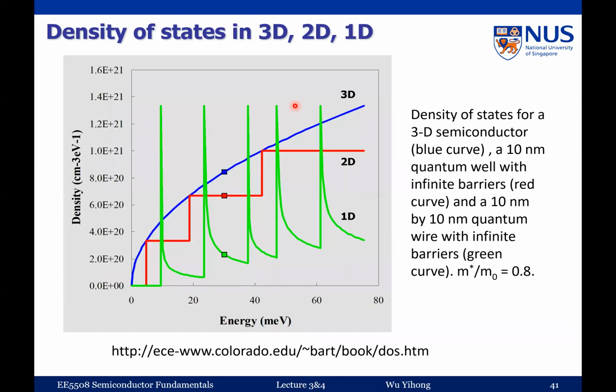Okay. If you plot all this together, that's what I have. So this is the energy, total energy, and this is the density of states. For the 3D case, we have this kind of parabola because the density of states is proportional to root square E, right? And for the 2D case, we have the step function. So it means that this is the density of states for the first energy level, the second energy level, and the third energy level. And for each energy level, the density of states is a constant.